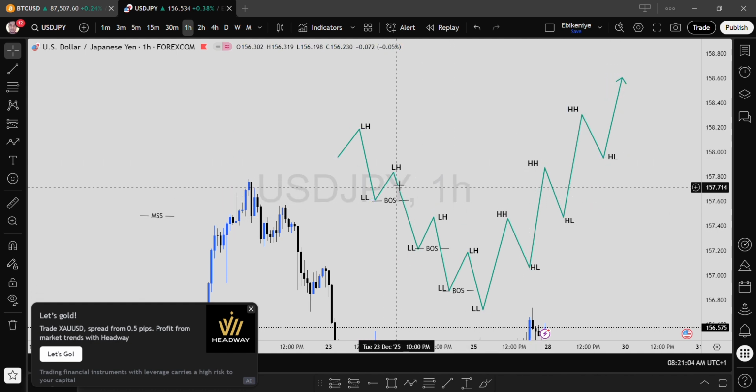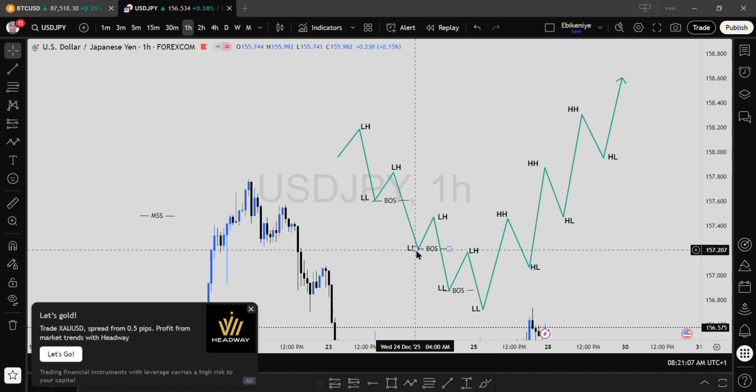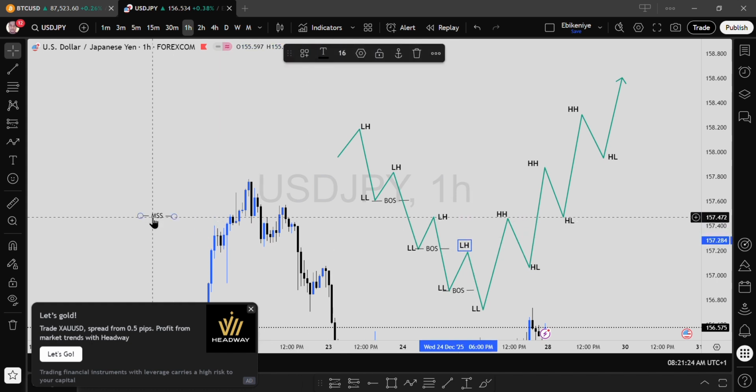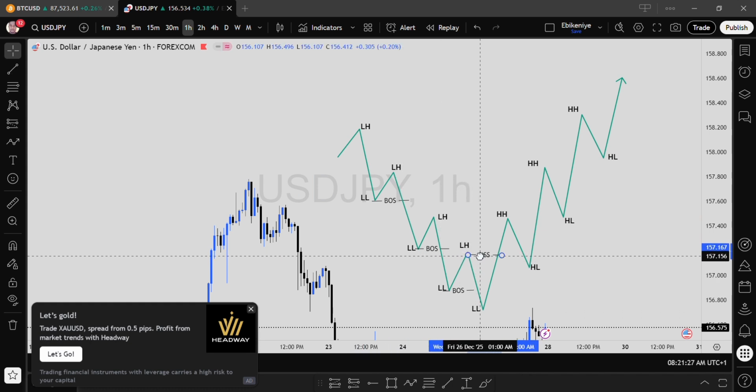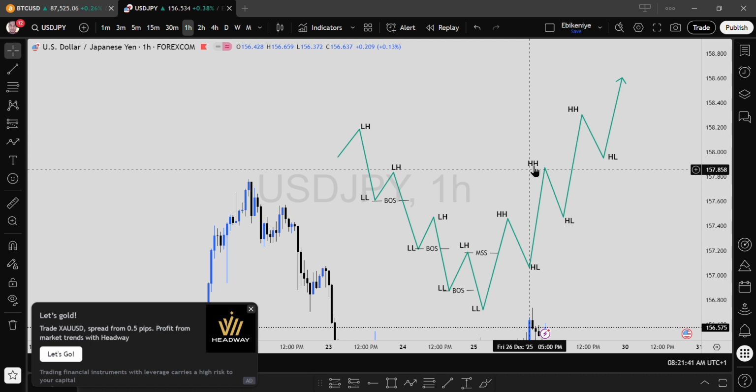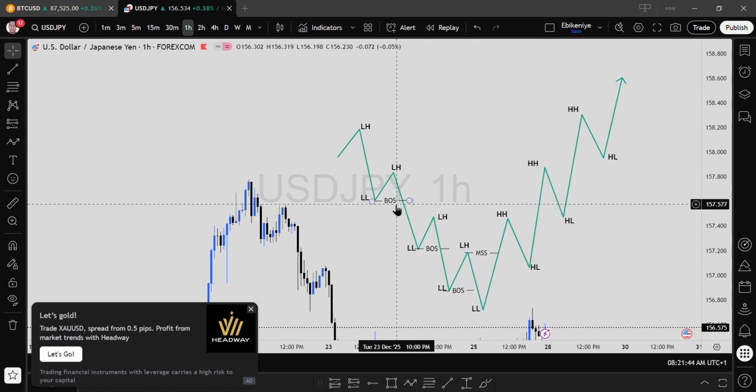So the consistent breaking of these lower lows to the downside is the break of structure. Now when we have this particular change from a lower low to a lower high, this change is what we call a market structure shift. So this is where a market structure shift comes in. If you move up to create this higher high, the market can't just go up, it will at some point come down. Also, the breaking of this higher high to create a new higher high is a break of structure.